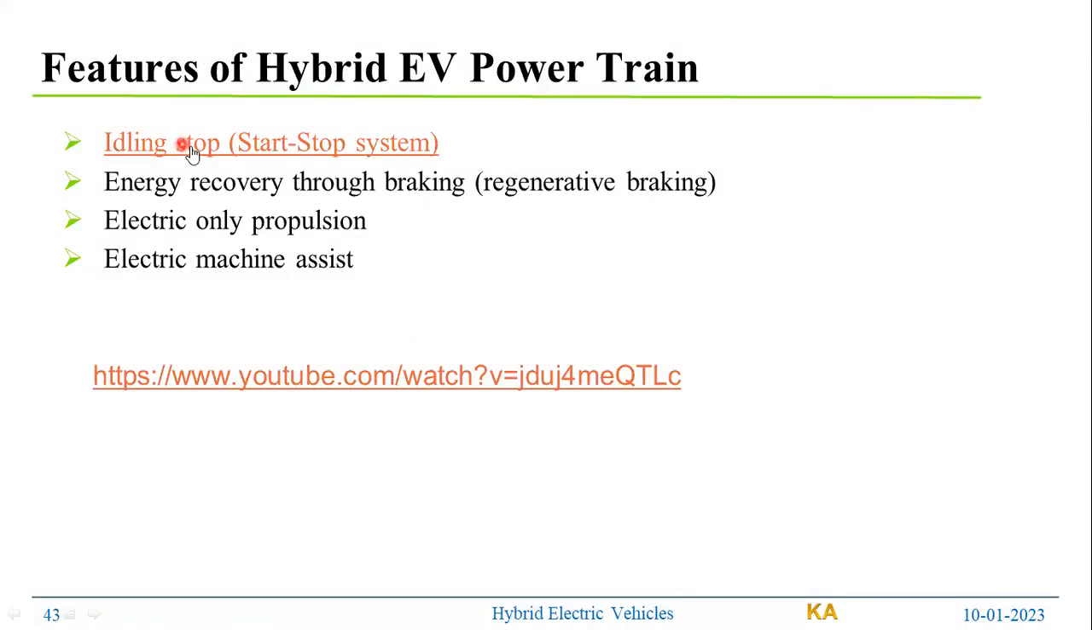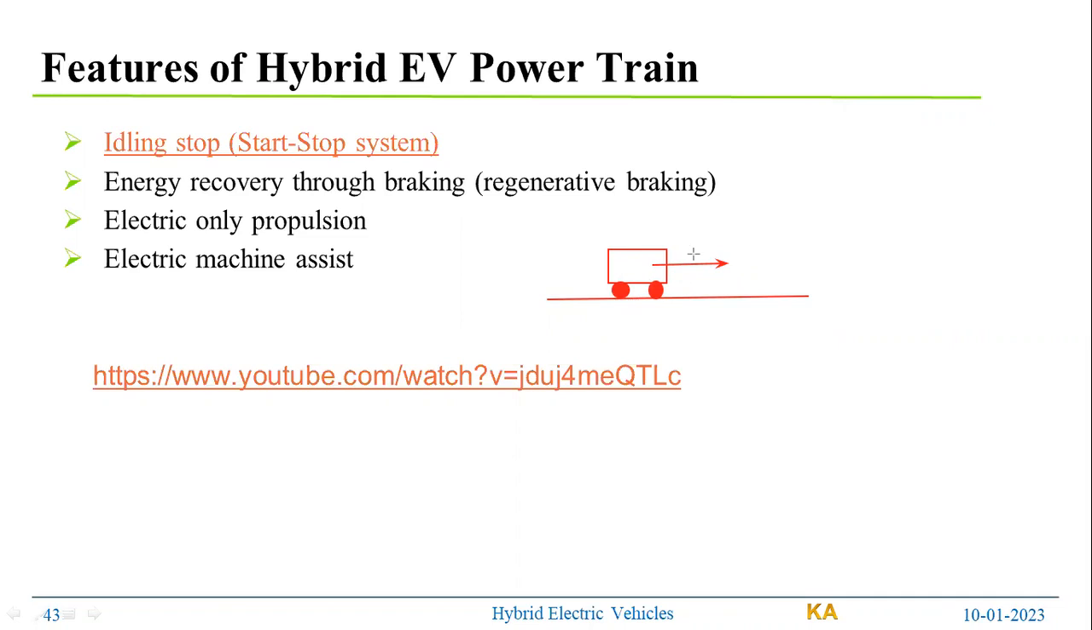So for example, if you see here, there are 4 and there is one more requirement. First one is idling stop. So idling stop is nothing but, let us say when your vehicle is propelling in a motion, like this, and for now I have just considered simple motion. Then we have seen the other forces which generally act on the vehicle, right?